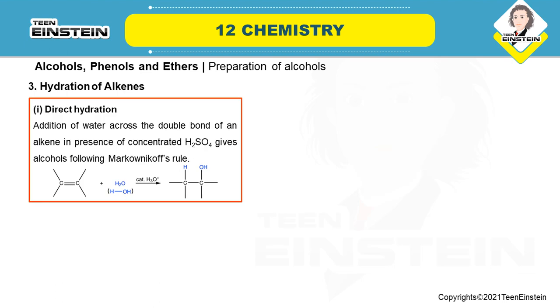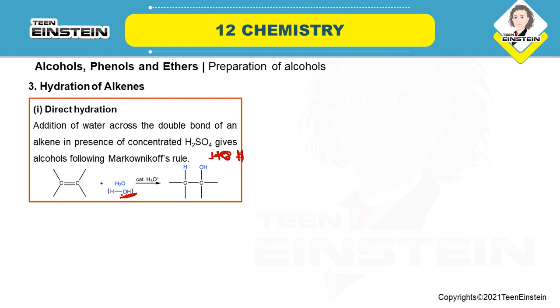Third method, hydration of alkene. Now there are 2 types of hydration possible: direct hydration and indirect hydration. So when it is direct hydration, water is added directly. Addition of water, that means you can think of water as if you can write it as HO and H. So as if it is addition of HO and H across the double bond.